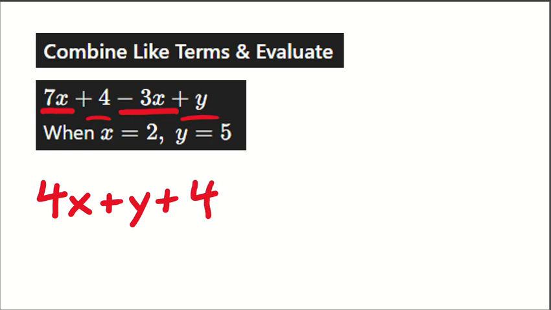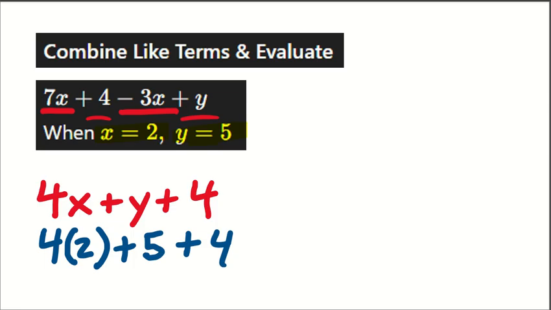Now, let's look at the values for each variable. We know that x is valued at 2. So really what we have here is 4 times 2 increased by the value of y, it says is 5. So we're going to increase that by 5. And then we're going to add 4. Okay, as always, we got to do our multiplication first. 4 times 2 is 8. And then we add our 5, and then we add our 4.